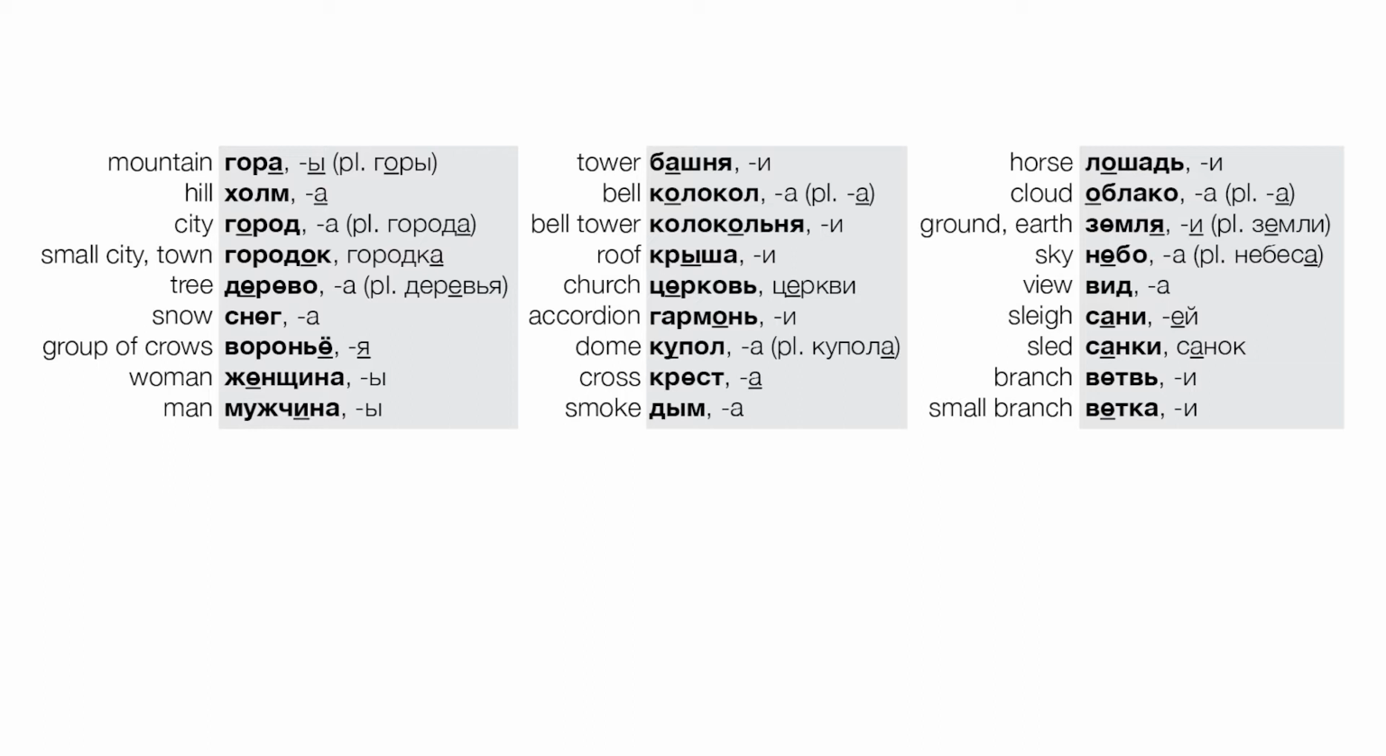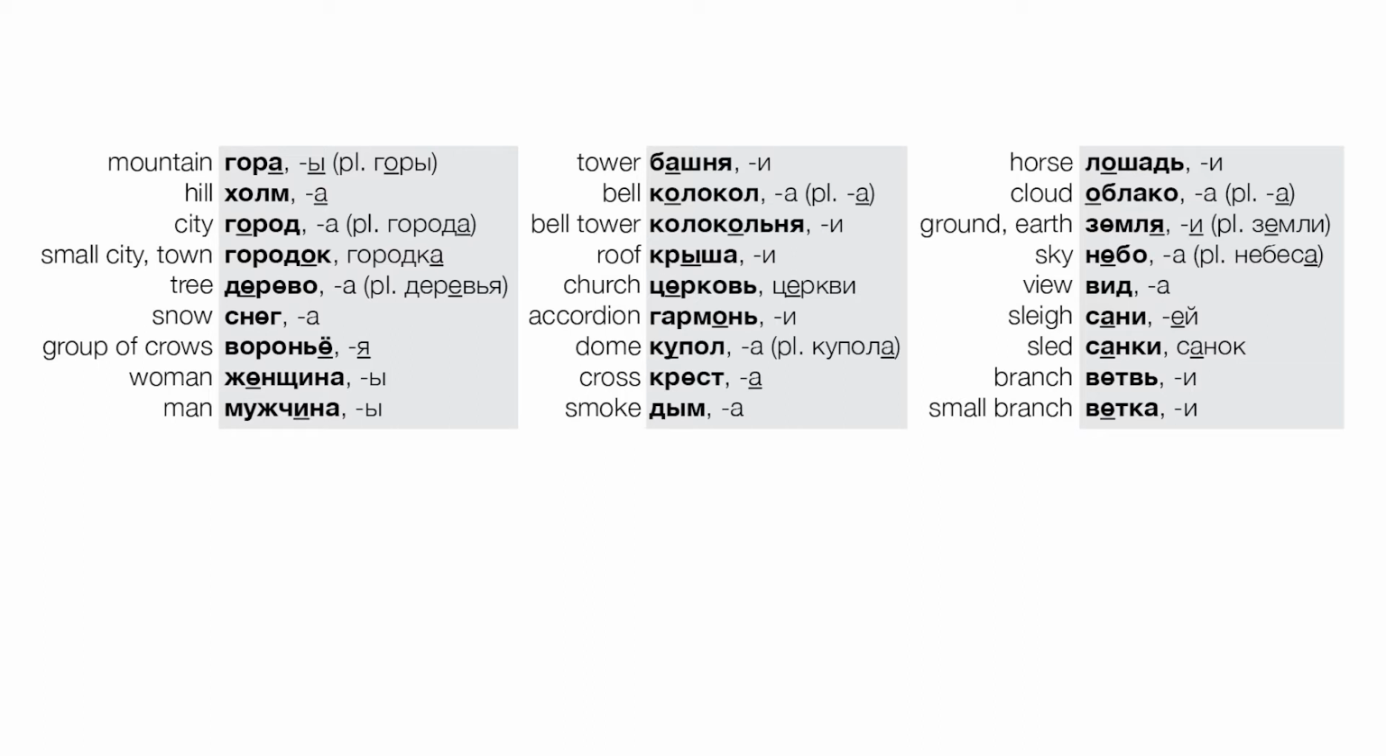Город. Look at the plural, grada. This is one of those masculine nouns that has a plural in stressed a. That's unpredictable. We have to just simply know that. The plural of город is grada. Gradok, and then the genitive gradka.